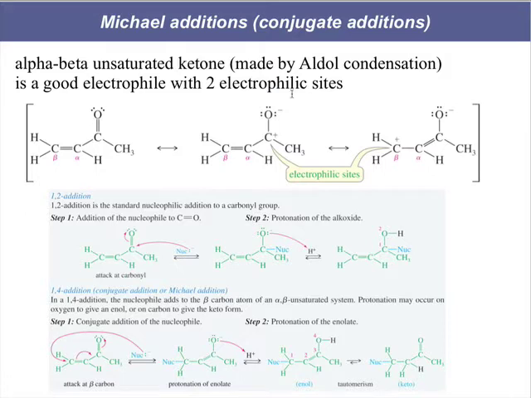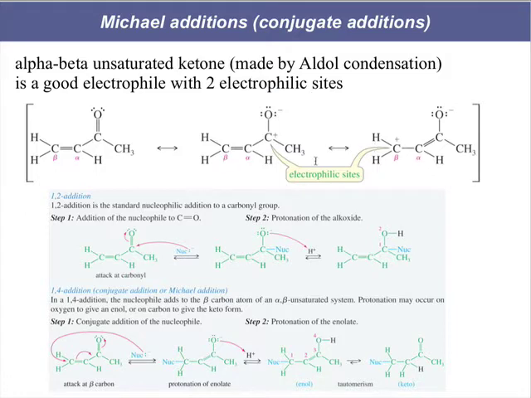It is also a good electrophile, and it has two electrophilic sites. One electrophilic site we can see by delocalizing the electrons from the pi carbon-oxygen bond onto the oxygen, which gets us a positive charge on that carbon. We can then move the pi electrons from the alpha beta bond over to get rid of that positive charge and delocalize the positive charge from that carbon onto the beta carbon. So we have two electrophilic sites, the carbonyl carbon and the beta carbon. This means that we can have two sites that our nucleophile will add to.